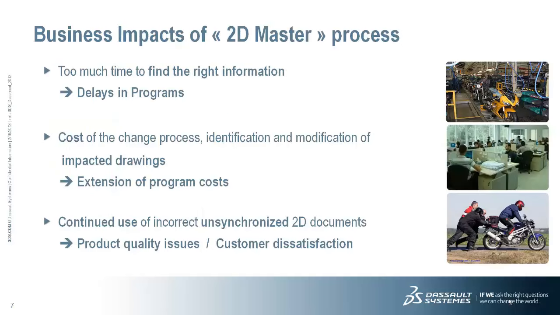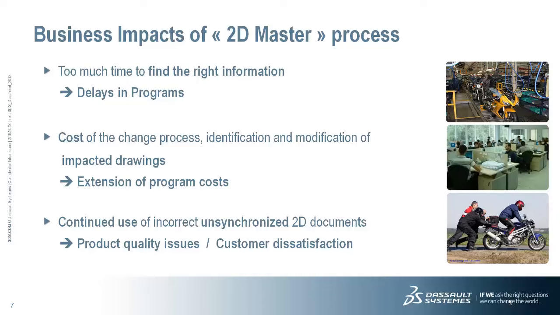So what are the business impacts of keeping the 2D master process? First, working in a 2D master process means that there are a lot of documents. A lot of different pieces of information that you need to provide, even if you're working in a database. The challenge for engineers is, how can they find the right information? Many of our customers tell us that today they are spending too much time looking for information, searching for the right information. The impact on programs is huge.